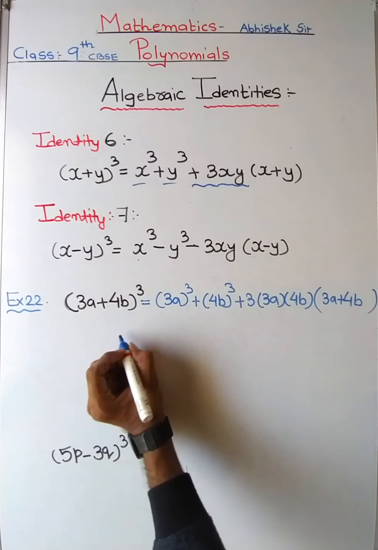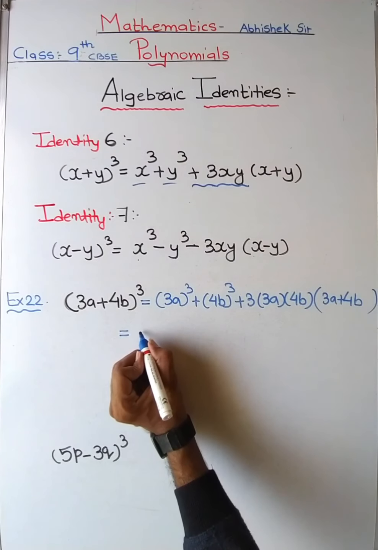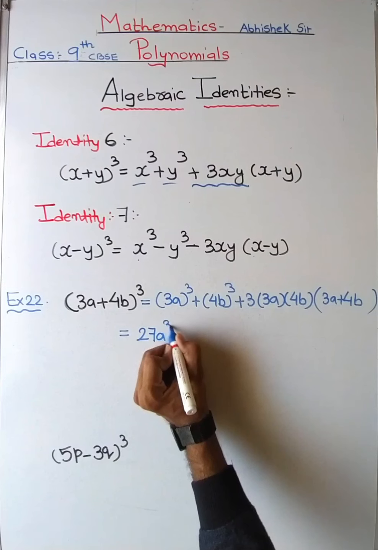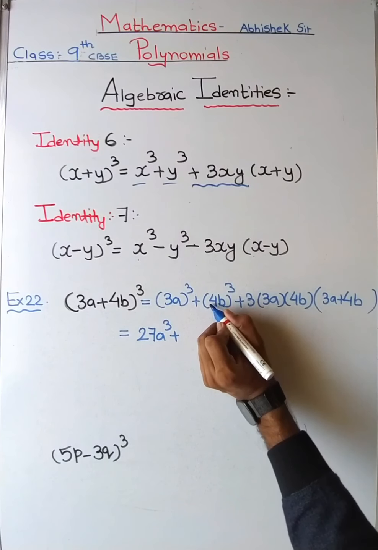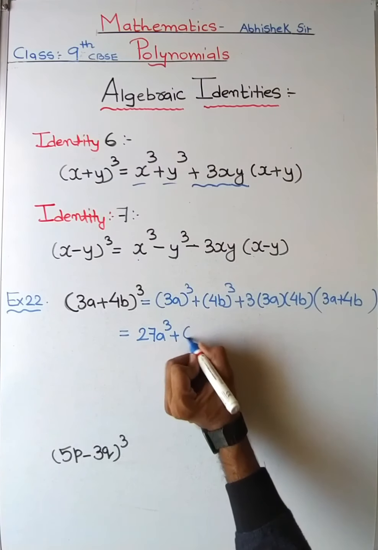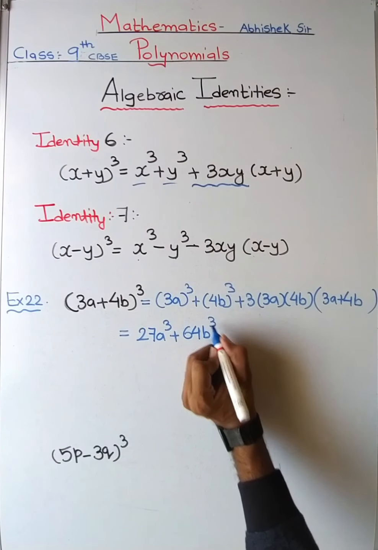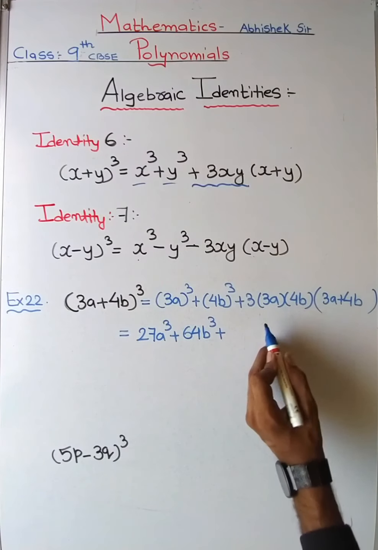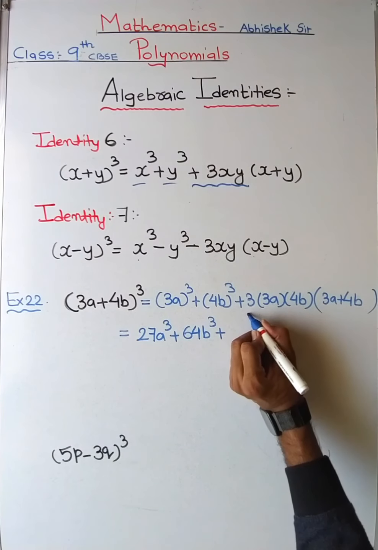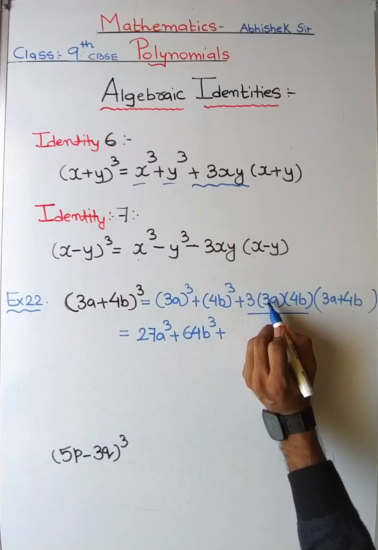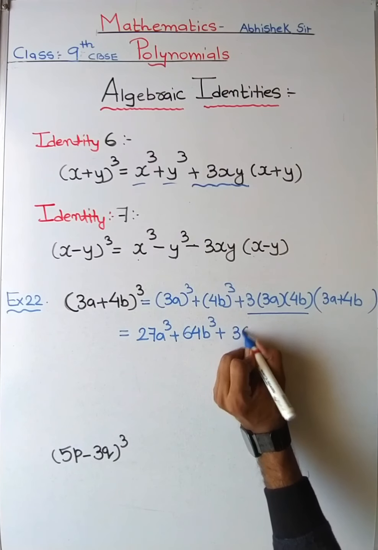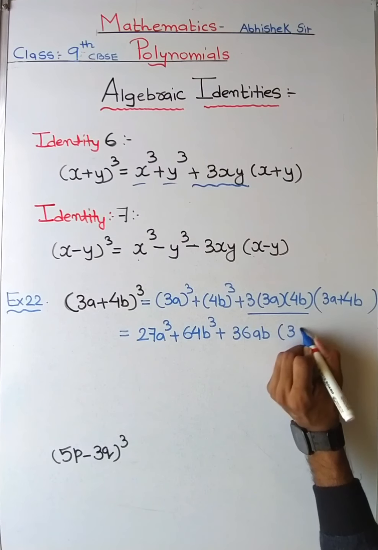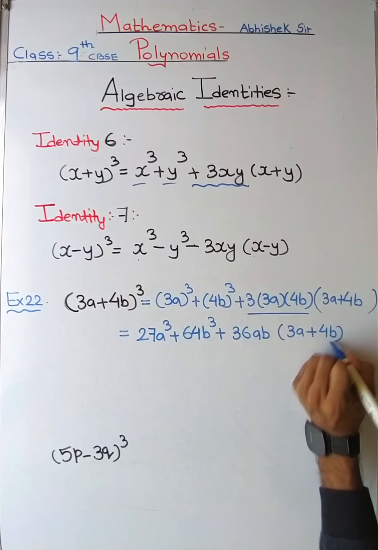Clear? Now let us see. 3 cube is 3 3s are 9, 9 3s are 27a cube. 4 cube is 4 4s are 16, 16 4s are 64b cube plus. We cannot solve directly all these, so we will have to increase one step. First let us solve these three. 3 3s are 9, 9 4s are 36ab. In the bracket we will have 3a plus 4b.